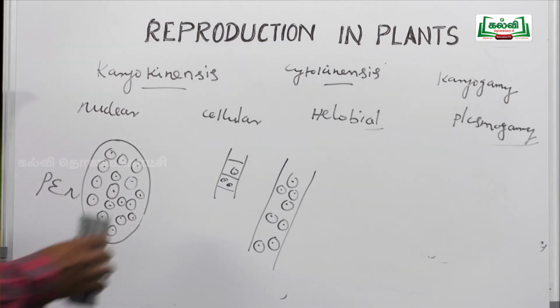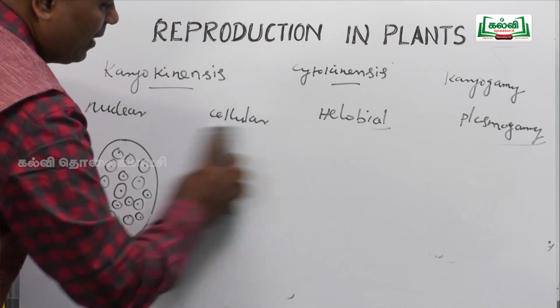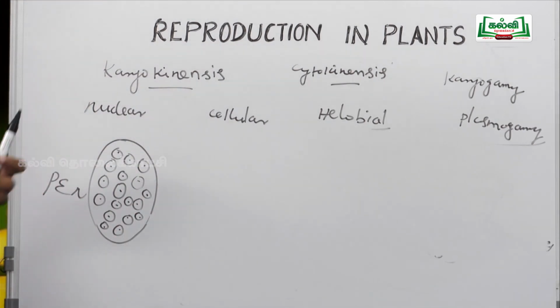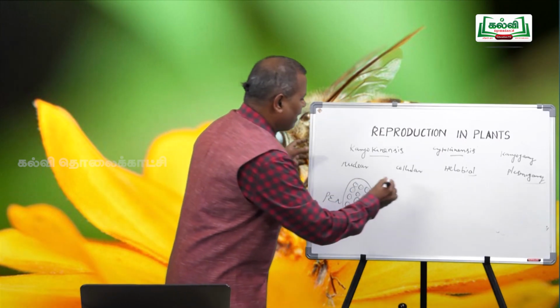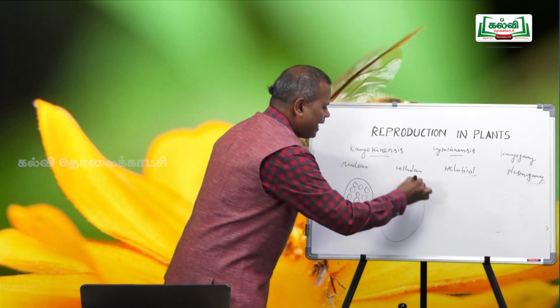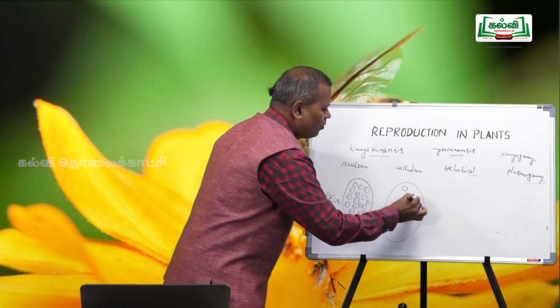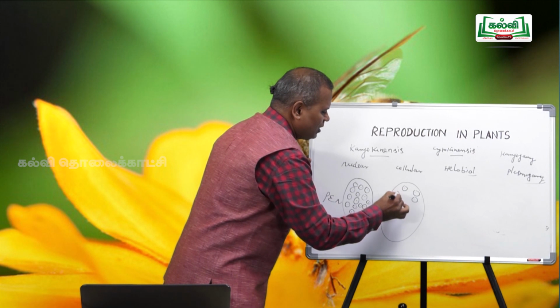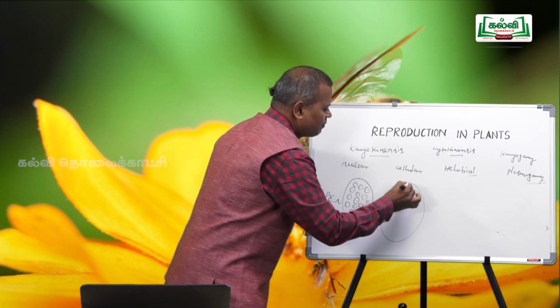Cellular endosperm means karyokinesis followed by cytokinesis takes place. In this kind of endosperm, the primary endosperm nucleus undergoes karyokinesis followed by the division of cytoplasm.